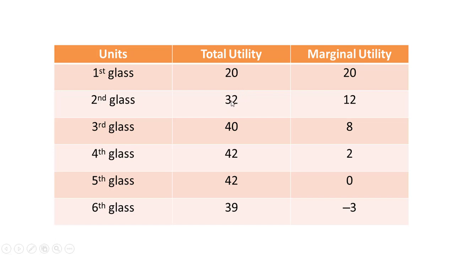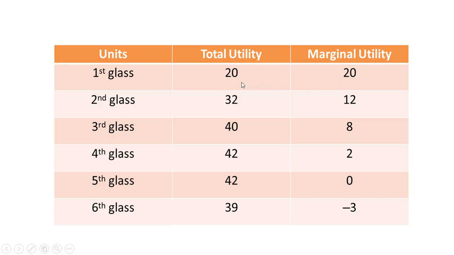Right. So when it is 32, marginal utility is what? Marginal utility is going down. How did you get this 12? That is 32 minus 20, which is 12. So now the third glass, his satisfaction level is 40, but marginal utility is 8. How did you get 8? 40 minus 32 is 8.